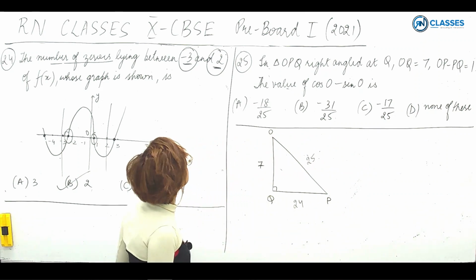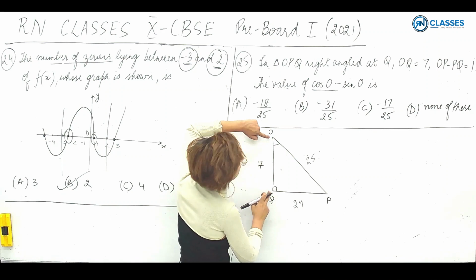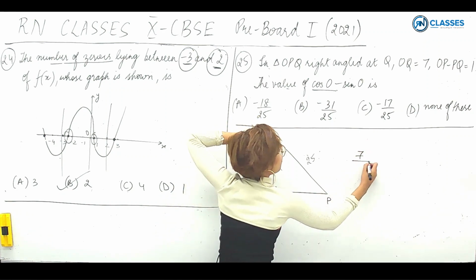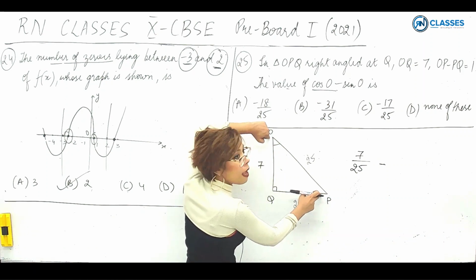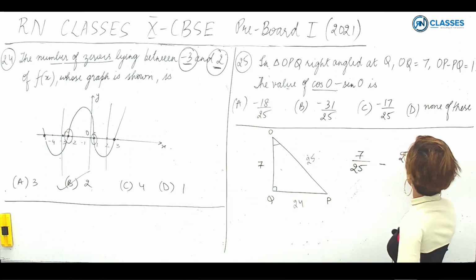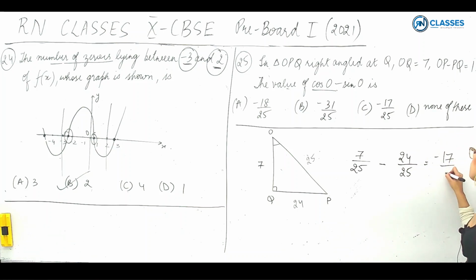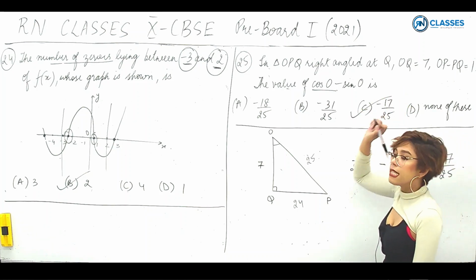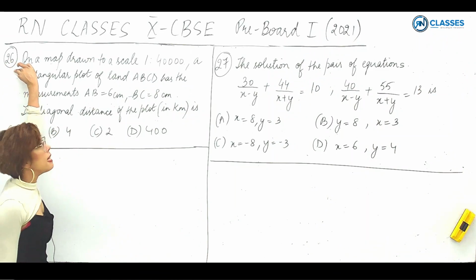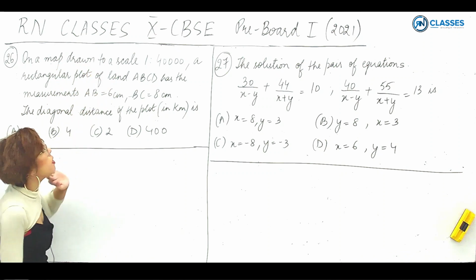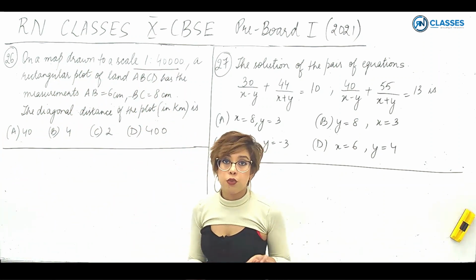He says cos O. This is the angle. So base upon hypotenuse, 7 by 25 minus sin O, perpendicular upon hypotenuse. So this is 24 by 25. So the answer is minus 17 by 25, which is option C. Alright, on to the next one. Question number 26. He says on a map drawn to a scale 1 is to 40,000.